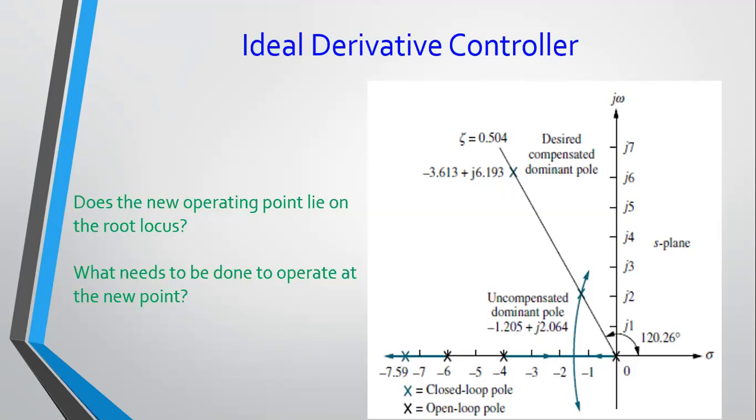Now, next question, like we said at the start here, does this new operating point lie on the root locus? Visually here we see no. Actually, the root locus is going to do something like this here. So definitely the new point we want to operate at would not be on the root locus, but there's a very accurate way to check that, which is simply by finding the angle.